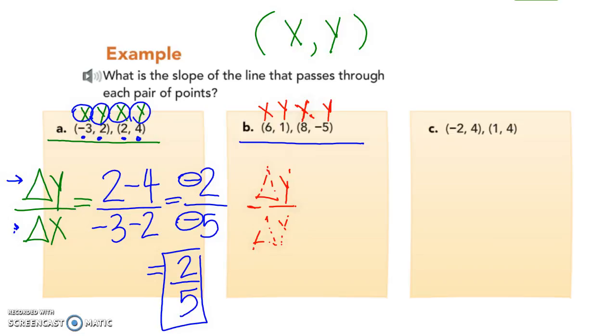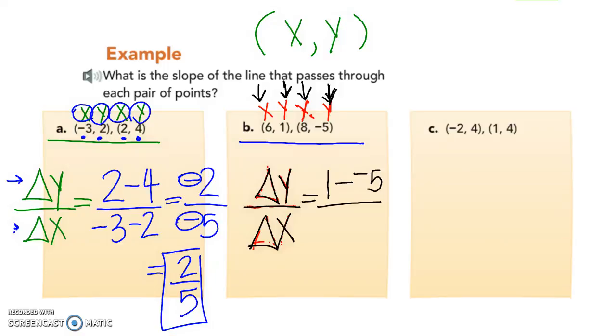See if I change colors, it writes better. Change in y over change in x. Alright, now I'm going to take my y values, y and y, and I'm going to subtract them. So 1 minus, and then we have negative 5. We'll deal with that double negative in a second. Then I'm going to do my x's in the same order. 6 minus 8.